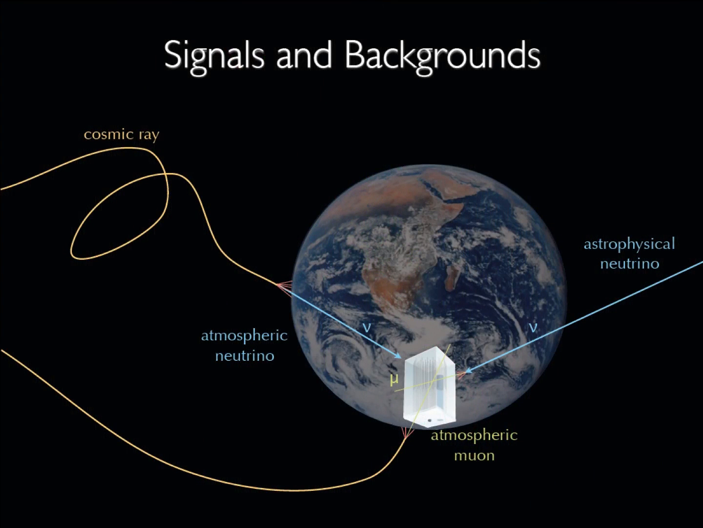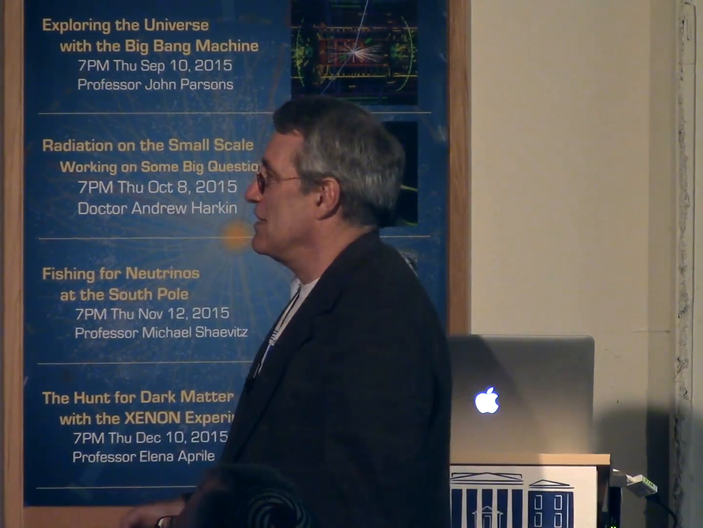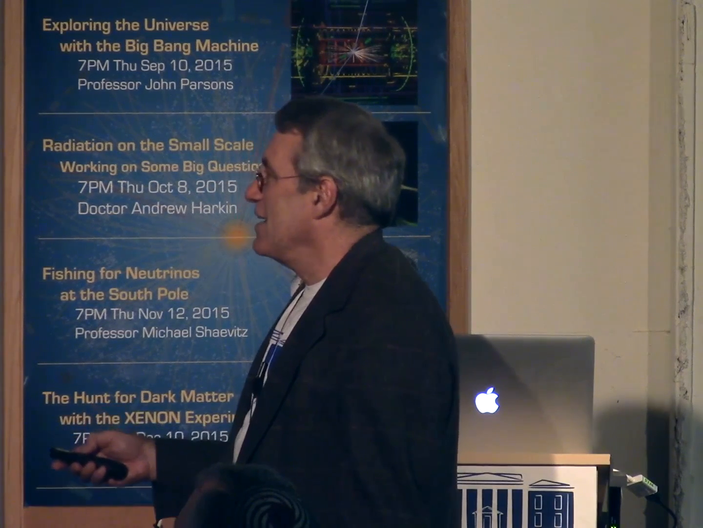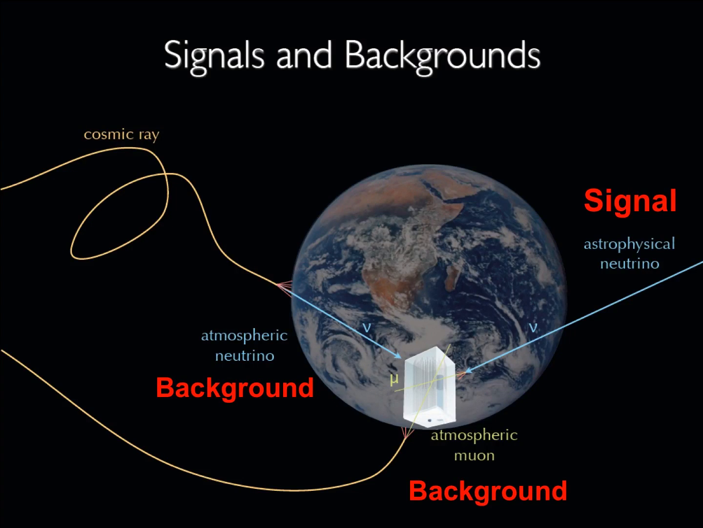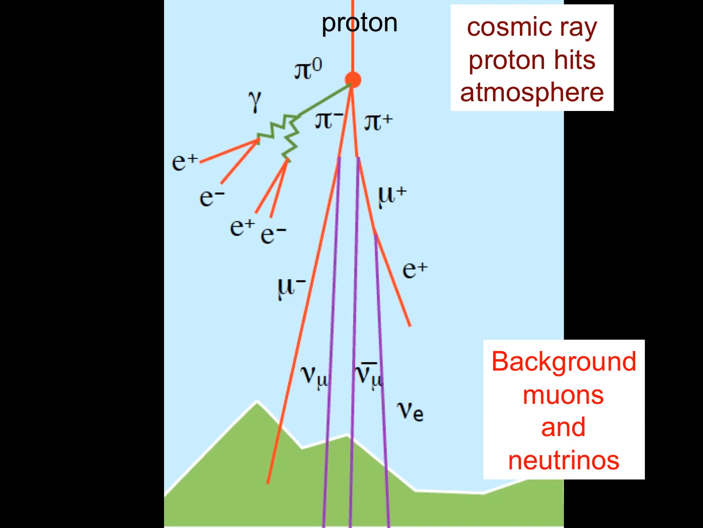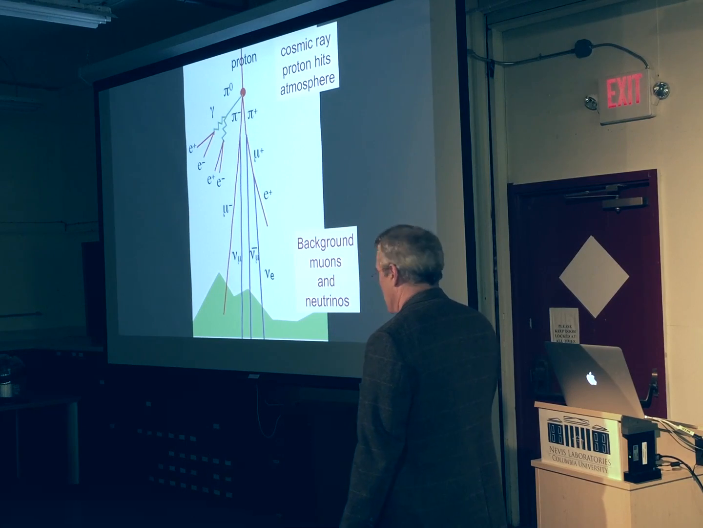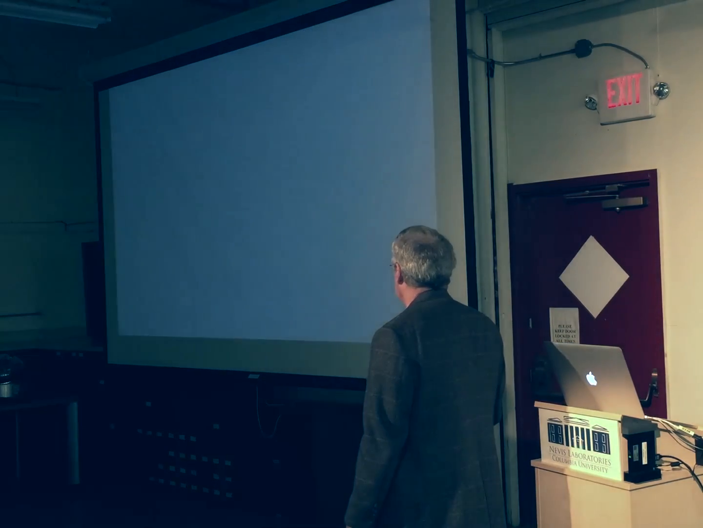So the things we want to look for are astrophysical neutrinos, but there's a lot of neutrinos and muons that come from cosmic rays hitting the atmosphere. And that's a real big problem for us because we're not very interested in those, but there's lots of them, okay? So we call that background. So that's the background, and this is what we want to see, the direct neutrinos coming from the object. This background comes from protons hitting the atmosphere and making neutrinos and muons. So we have background neutrinos, muons and neutrinos.